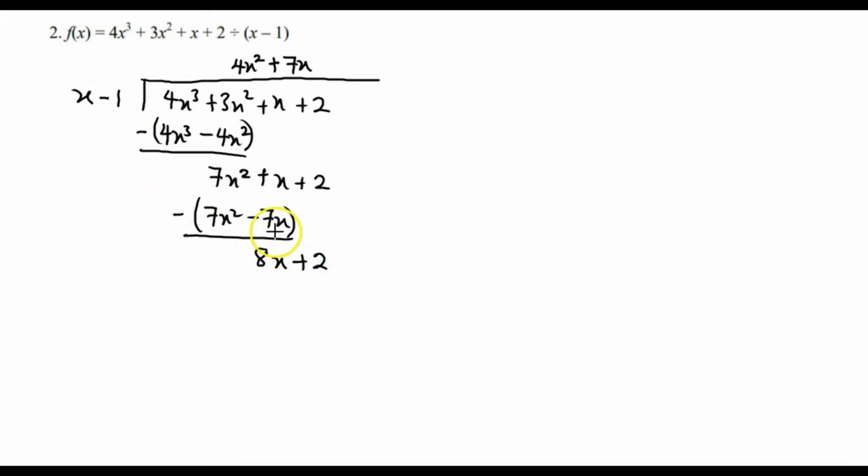x goes into 8x, which is plus 8 times. 8 multiplying the divisor here gives us 8x minus 8. Now when we subtract, we end up getting 0 for 8x minus 8x. And 2 minus negative 8 gives us positive 10. So it tells us that the remainder is positive 10. Using the long division method, we've had the remainder as positive 10.